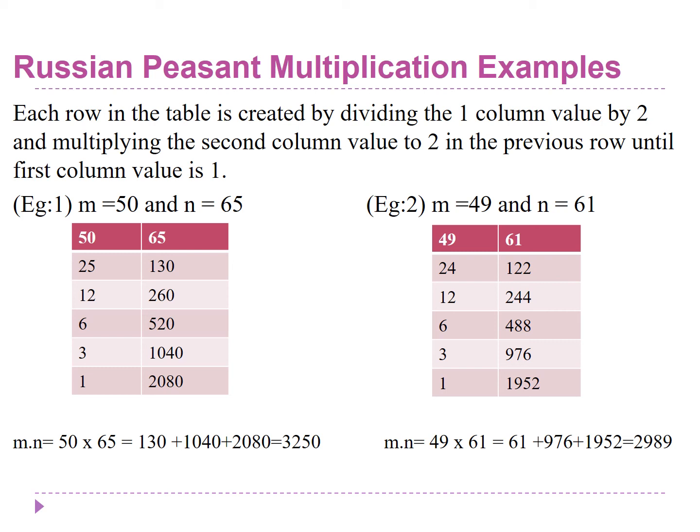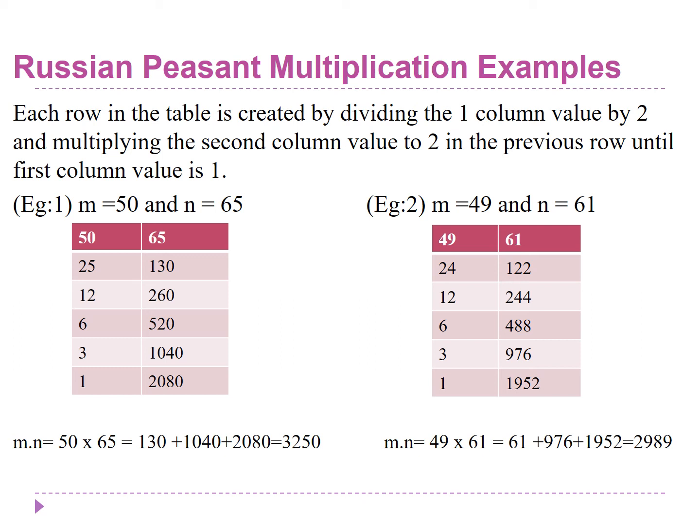Considering the first example where the numbers are 50 and 65, these numbers are entered in the first row, each occupying one column. The second row is formed by dividing 50 by 2 and multiplying 65 by 2, so the second row entry is 25 and 130. The third row is formed by dividing 25 by 2 and multiplying 130 by 2, so the third row entry is 12 and 260. This process is repeatedly performed until the first column value is 1.